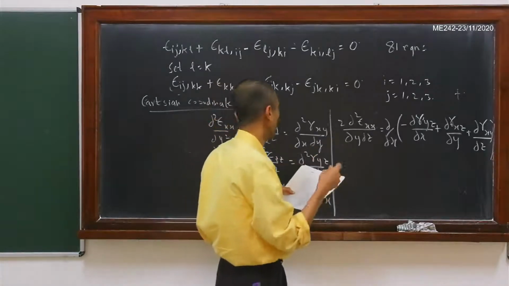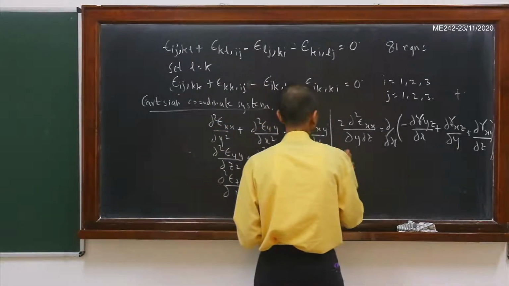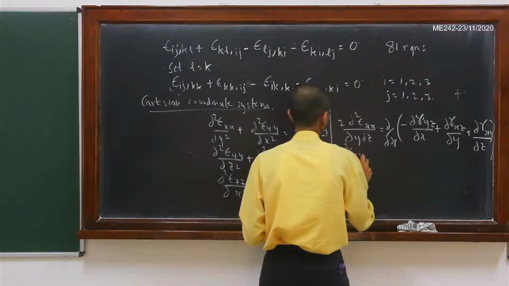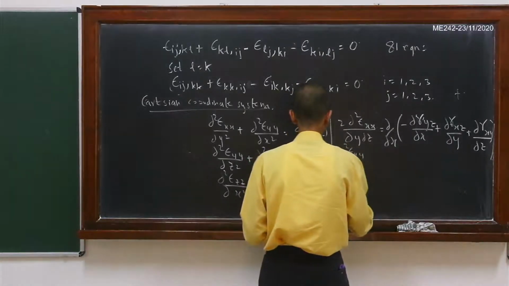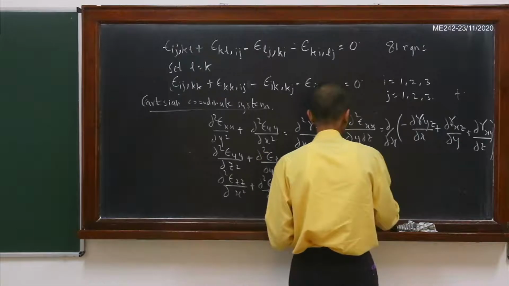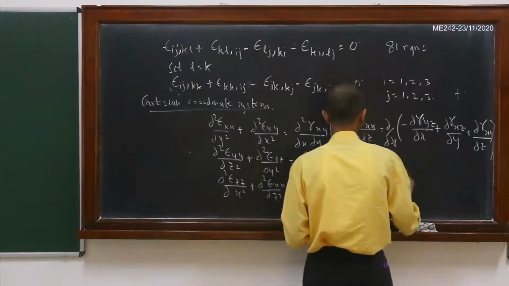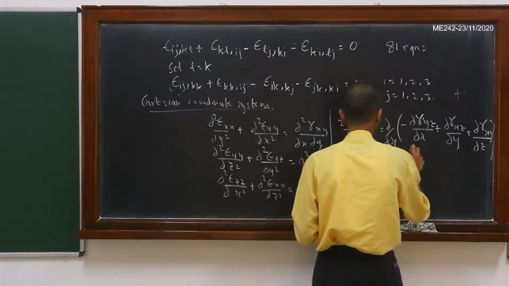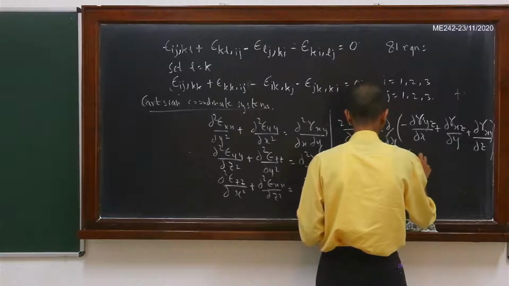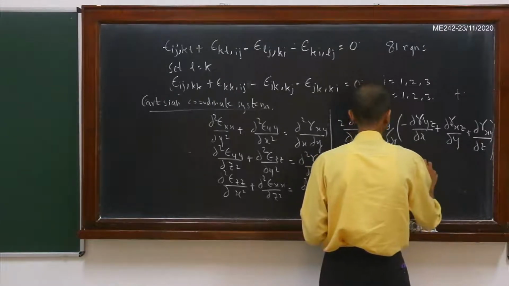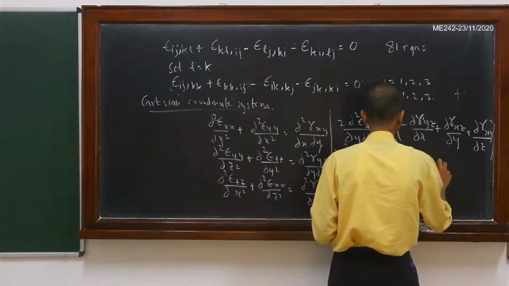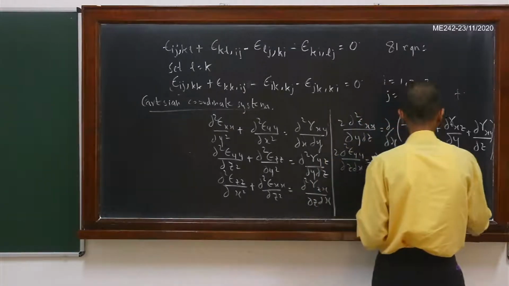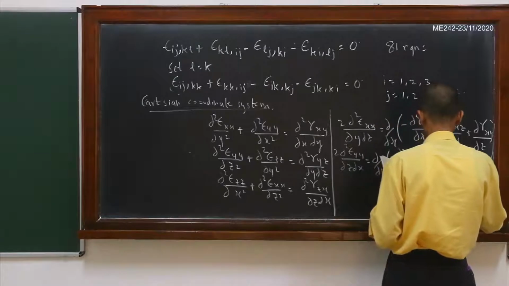And so again you will get that this is 2 times del square epsilon yy by del z del x is equal to del by del y of minus del gamma zx by del y plus del gamma yx by del z plus del gamma yz by del x. Okay.